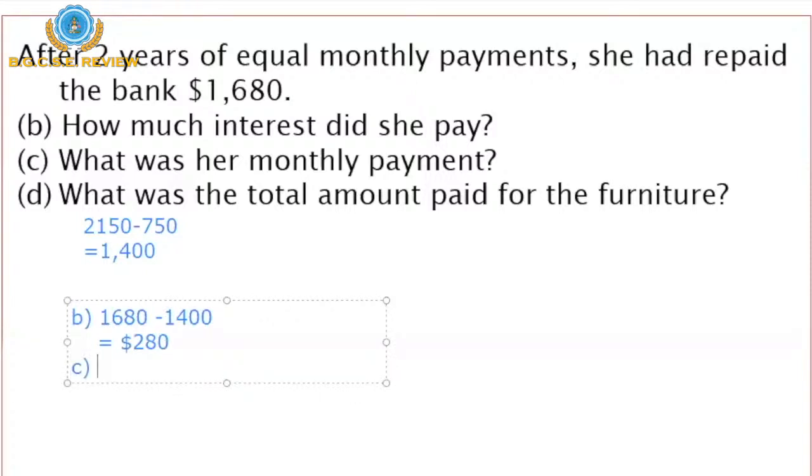Part C asks me to tell what her monthly payments were. Well, let's look at how long it took her to pay this loan off. They tell me 2 years, but the question didn't ask me about years. They're asking me about monthly payments. So I need to know 2 years is equal to how many months. I can find that easily by multiplying 12, since there are 12 months in a year, times 2. 12 times 2, when I multiply it out, that's going to give me 24 months.